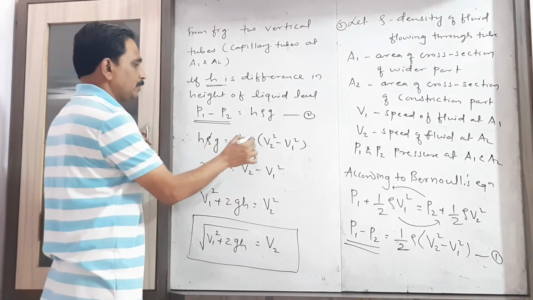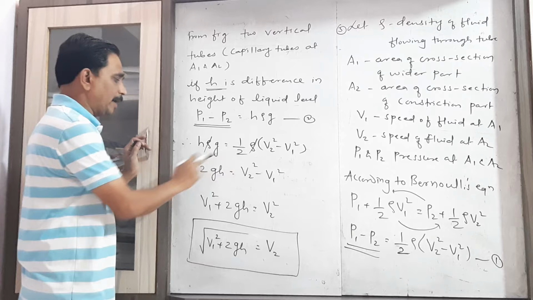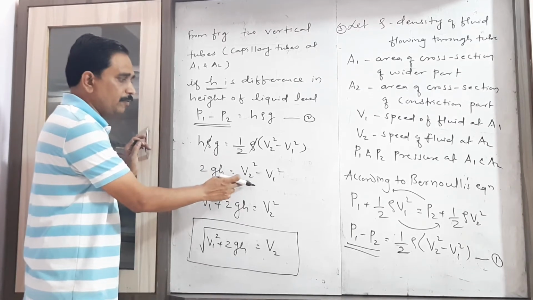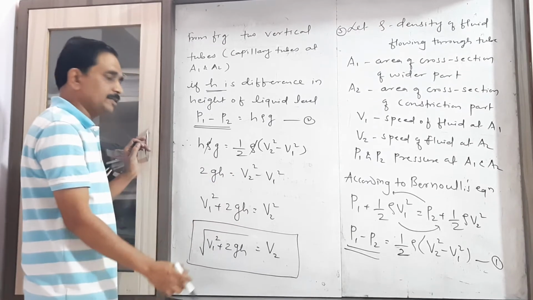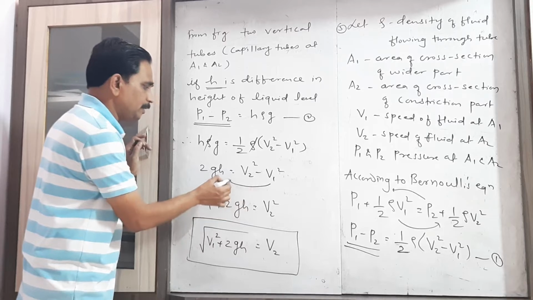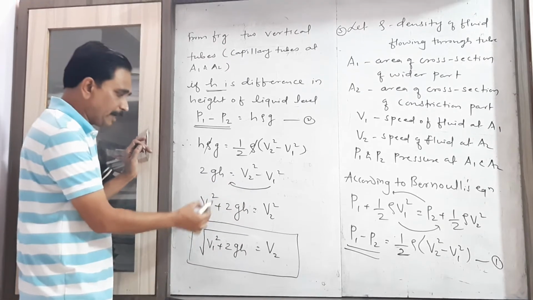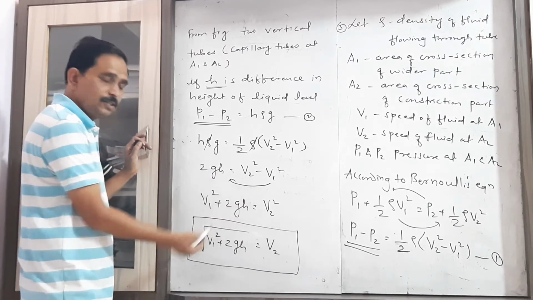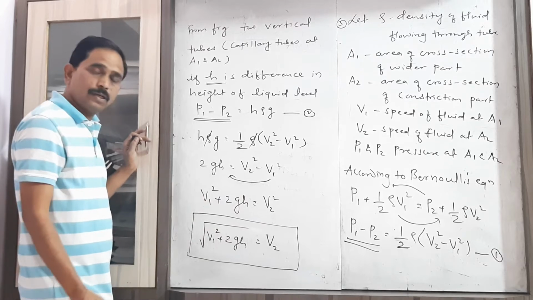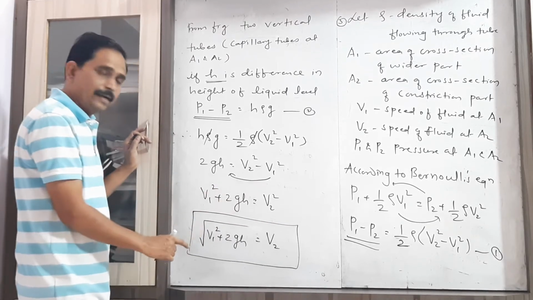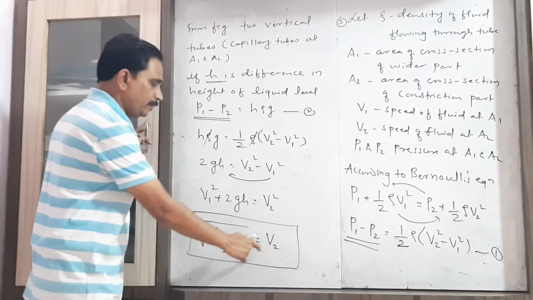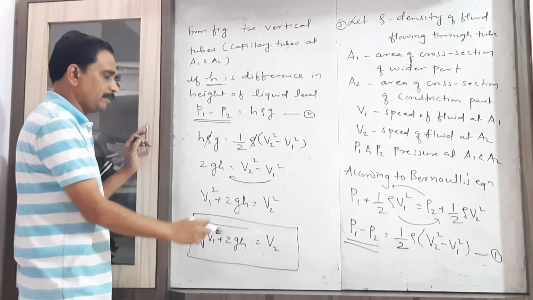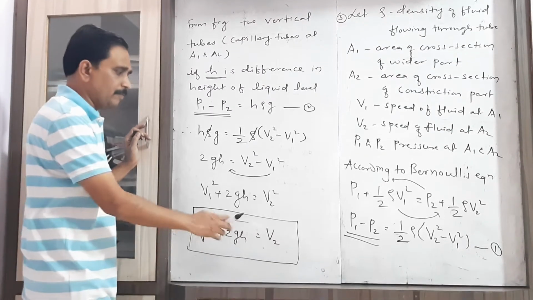Again cancelling this rho, I write here twice gH equal to V2 square minus V1 square. Again transferring this V1 square, I write here V1 square plus twice gH equal to V2 square. And from that we can find the value of V2, that is, under root of V1 square plus twice gh, that is equal to V2.